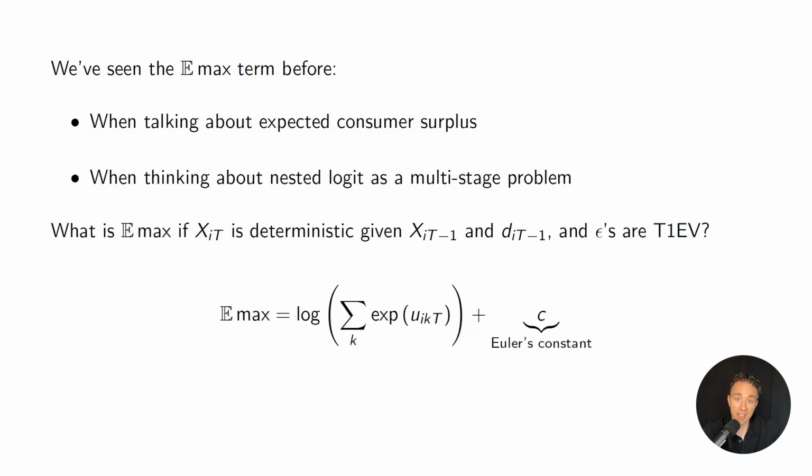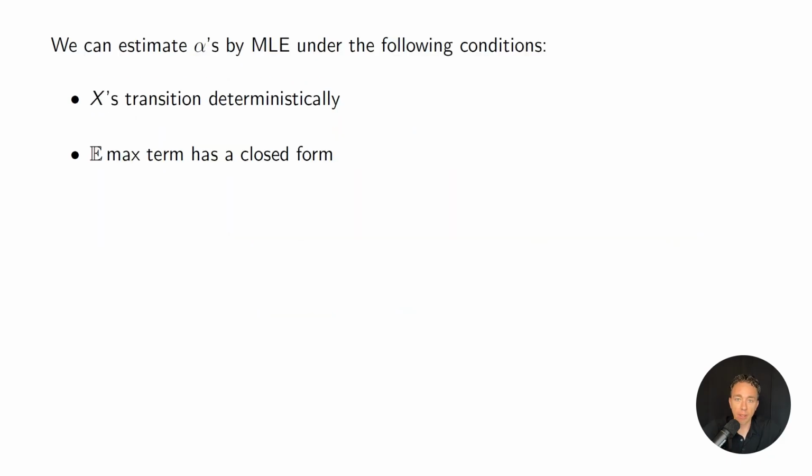So the answer is that this Emax is the log of the sum of the exponentiated deterministic part of utility, or observable part of utility, plus Euler's constant. And what's the whole goal of having these dynamic discrete choice models? Well, we want to estimate the preference parameters so that we can then use those for policy experiments down the line.